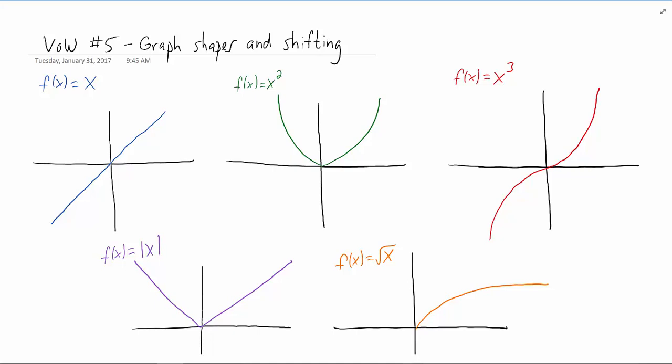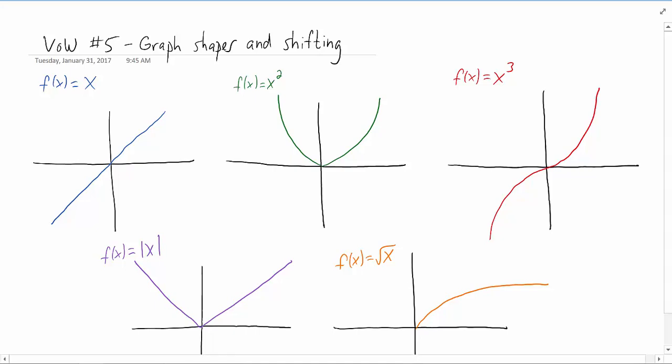We have x squared, which is a parabola. We have x cubed, which looks something like that. This down here is the absolute value of x. And here is the square root of x. You'll notice that the domain of the square root of x is restricted to just the positive x values because you can't plug negative x values into a square root.